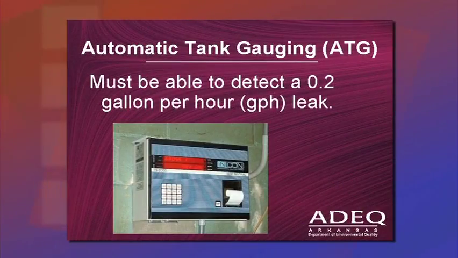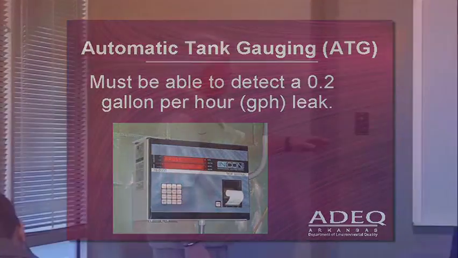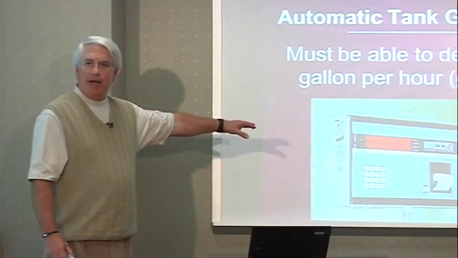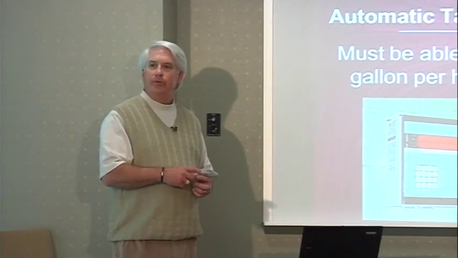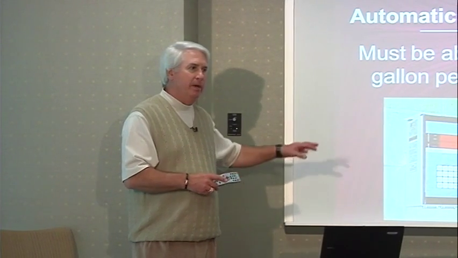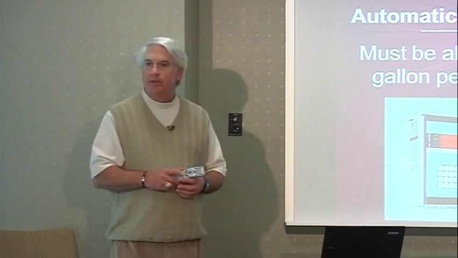And if you're using this automatic tank gauge system for monthly release detection, this particular box has to meet that 0.2 gallon per hour leak rate. What actually happens is you can go on the National Work Group site, pull up INCON, go to the model number, the TS2000, pull it up, and it's going to tell you, third-party certified, that this box will do this 0.2 gallon per hour leak rate.